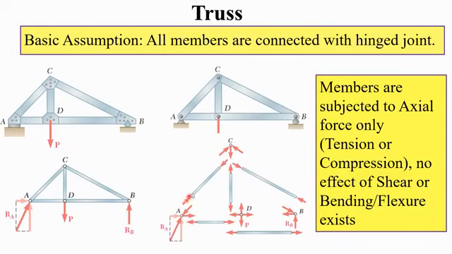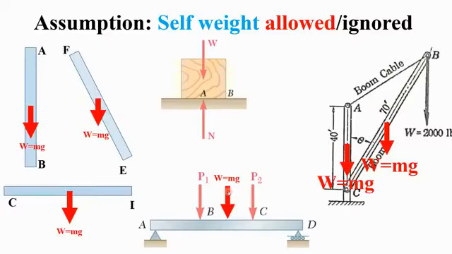You see, this has only compression, this has tension, this is compression, this is tension, and this is tension. No shear or bending or transverse force is there. There is no transverse force. Only axial force will come here in case of truss, which I will explain during the class of truss.